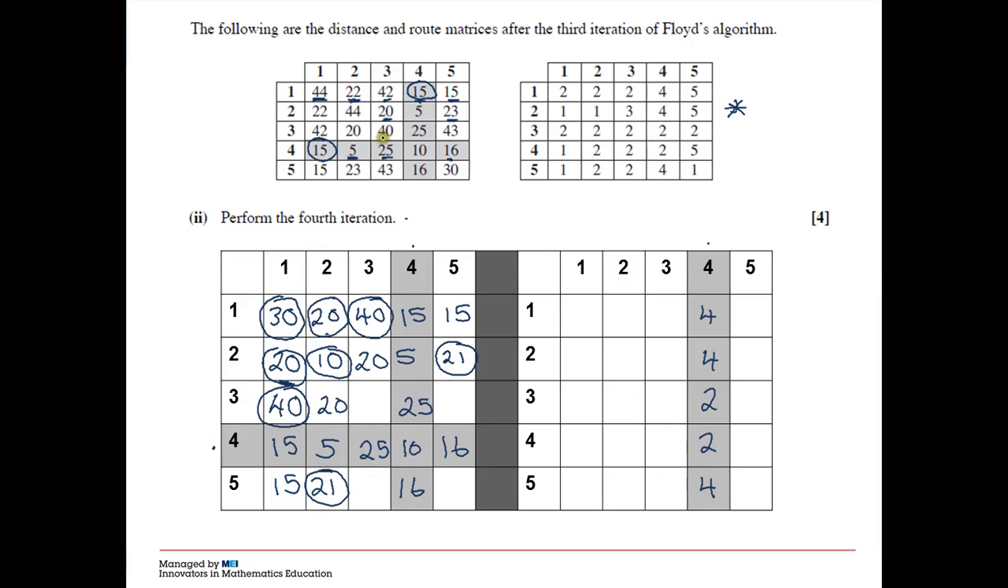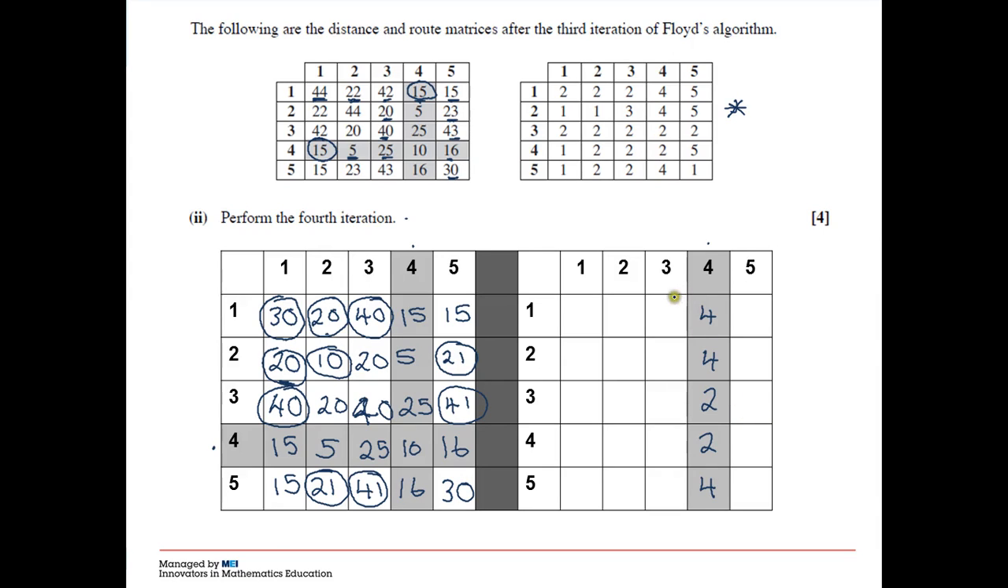So row 3, I get here to 40, and 25 plus 25 is not smaller than 40, so that 40 will stay. And on this side, 25 plus 16 is 41, so that entry will change. And then down here we have 30, 16 plus 16 is not smaller than 30, so that one doesn't change. And I've done the distance matrix.